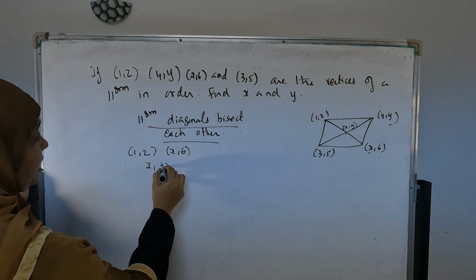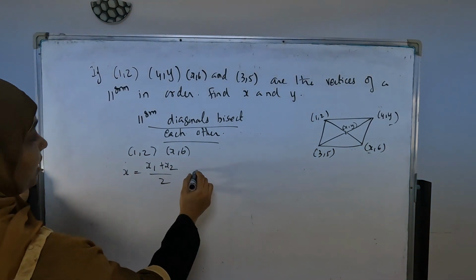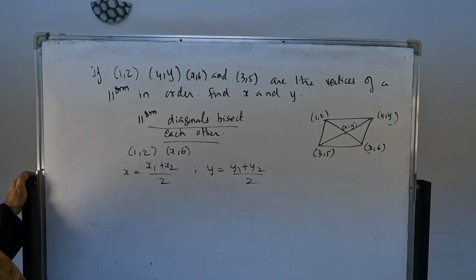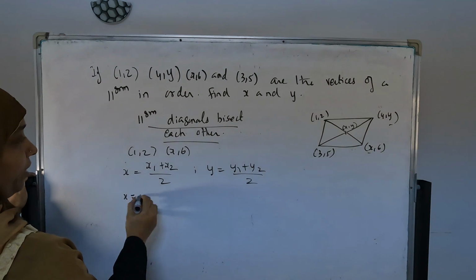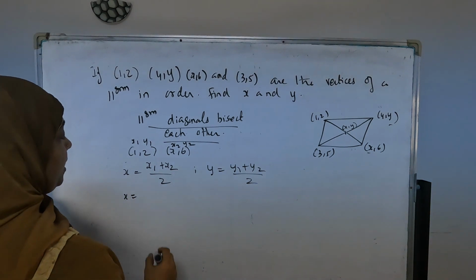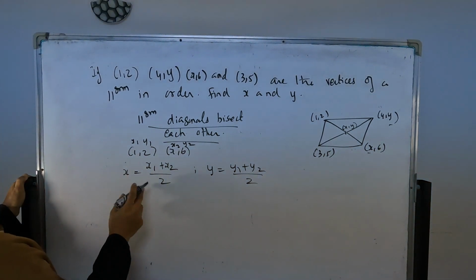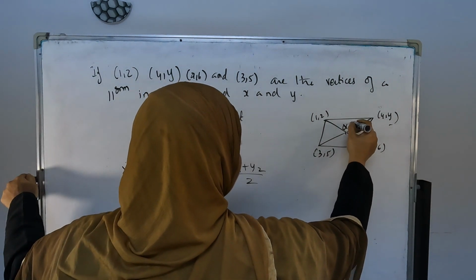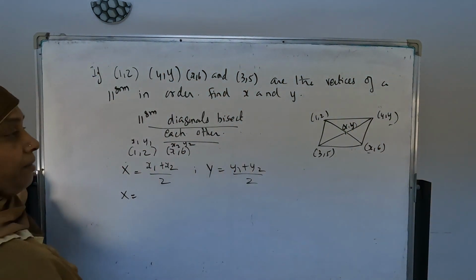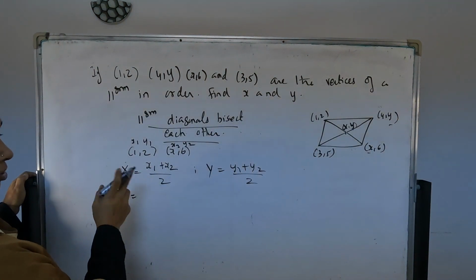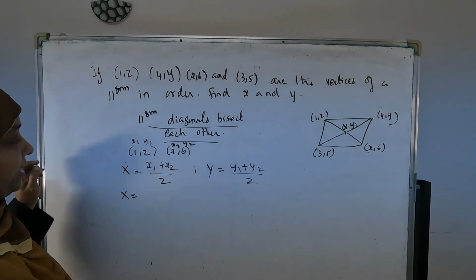The midpoint formula is x1 plus x2 by 2 for x, and y1 plus y2 by 2 for y. Here the x point we don't know, so we will use capital X for us, and here also capital Y, because small x and small y are the missing values given. To identify that, we will use capital X and capital Y.